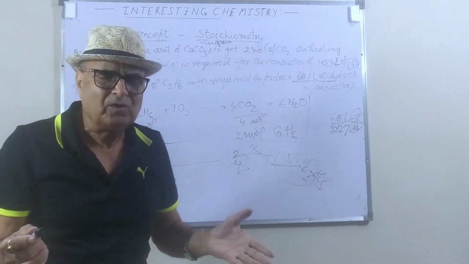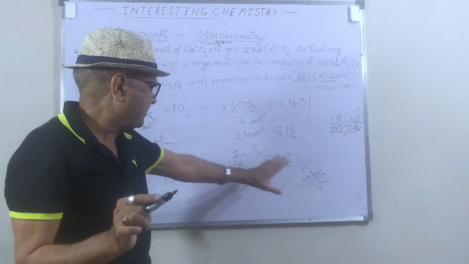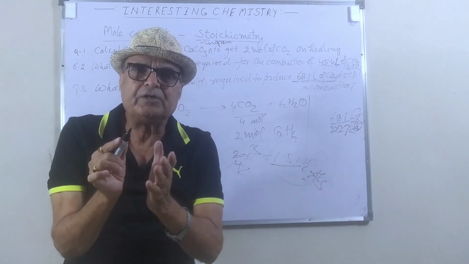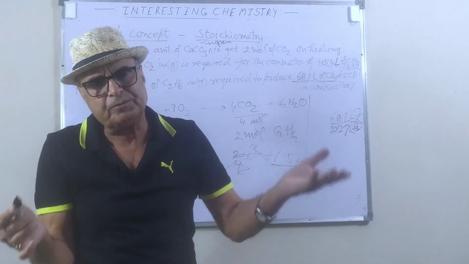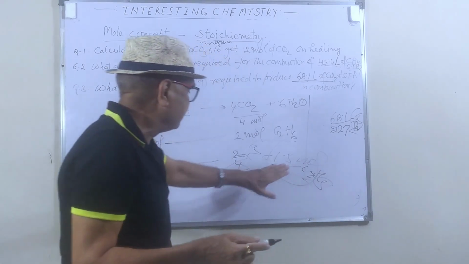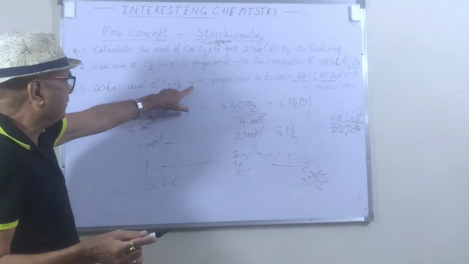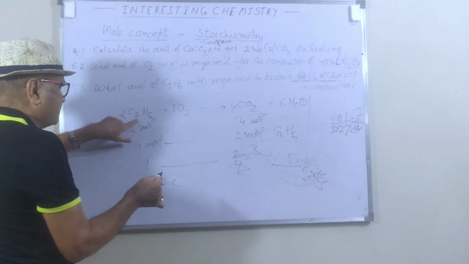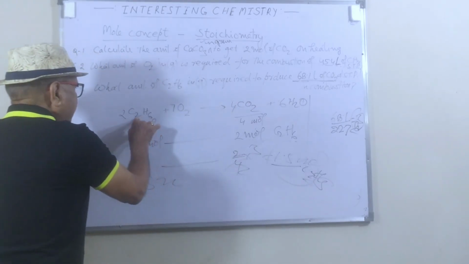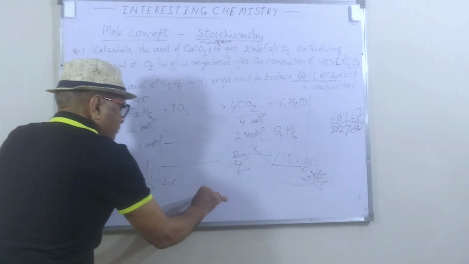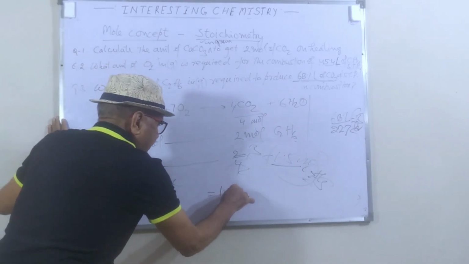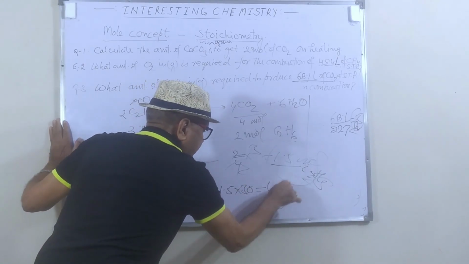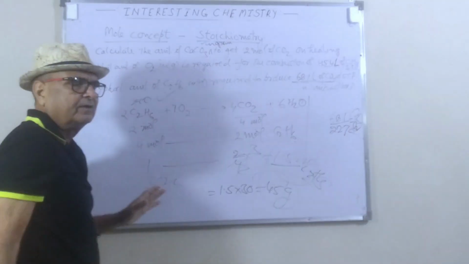From this equation you have solved. Again I am telling you, please don't look at my writing; my main aim is to make you understand. So 1.5 moles, but you have to give the answer in grams. The molar mass of C2H6 is 30, 24 plus 6. So 1.5 into 30 is equal to 45 grams, which will be the answer of this question.